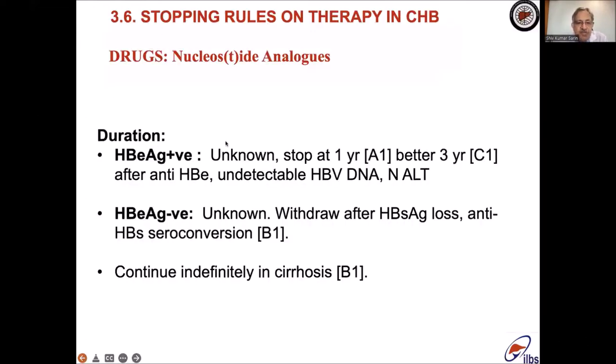Now, can you stop these drugs anytime? So these are new developments. For E antigen positive, we do not know when to stop. Generally, we will not stop in these patients unless he becomes E negative and antibody has formed. So this group continues lifelong. Now, E antigen negative is a group where you can withdraw after HBsAg loss. However, nowadays many people can withdraw after 3 years of E antigen negative and DNA negative.